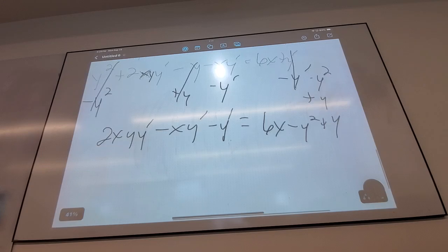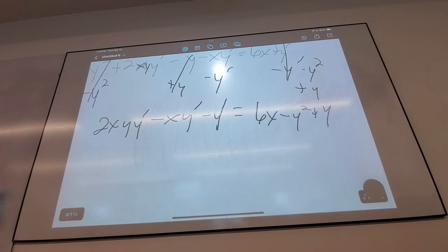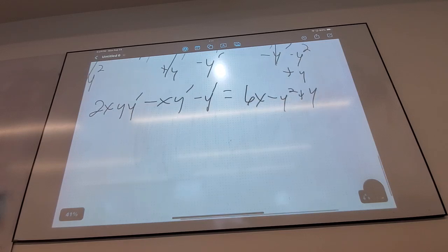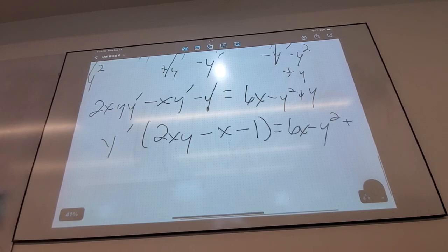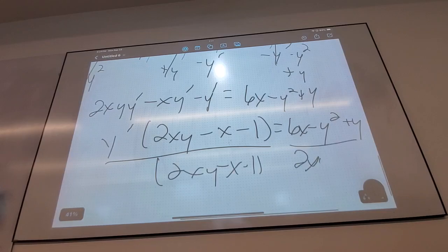Oh my gosh. So now I got everything with the y prime on one side, everything without on the other side. This should be the easy step. Because now what do I do? Factor out y prime. Then I divide by this business. So then y prime equals this.